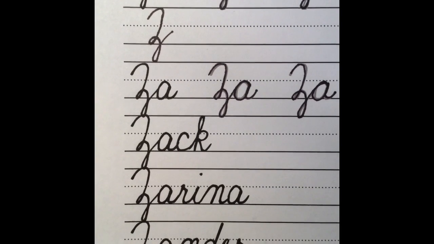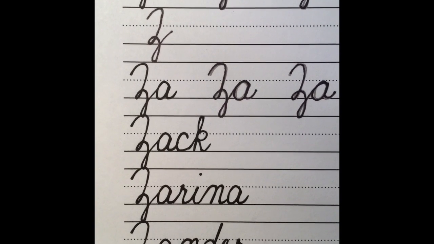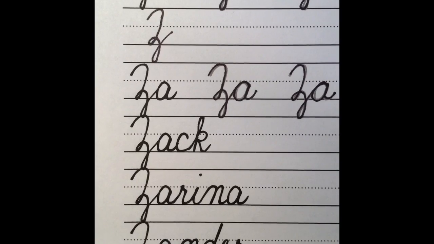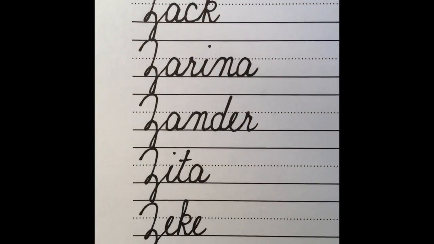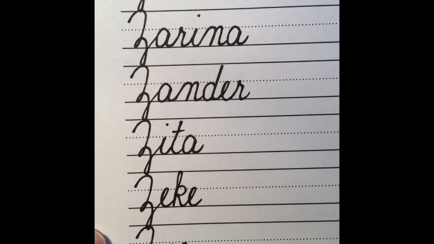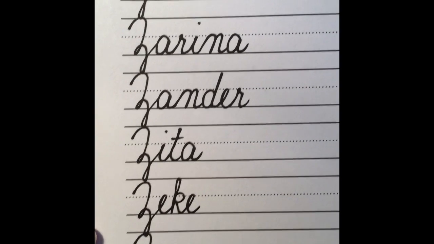If your name starts with a Z, feel free to replace one of these names with yours to practice it. We have Zach, Serena, Xander, Zeta, Zeke, and Zoe. Sometimes Zoe's written with 2 dots over it.